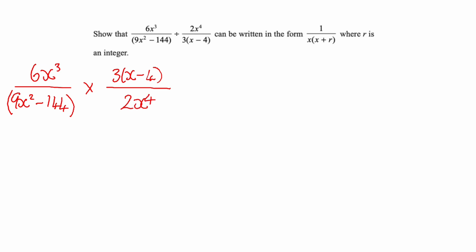Now we need it to be a single fraction, so we're going to start looking at how we could simplify this. There are different starting points that you could do. You may choose to factorise this down here into a double bracket first. If we factorise this, we are looking at the difference of two squares for 144 and 9. They are both square numbers. So what that is going to become is 3x minus 12 and 3x plus 12.